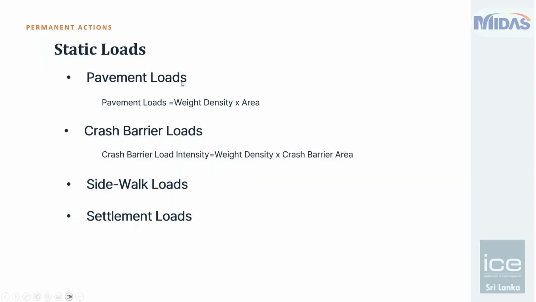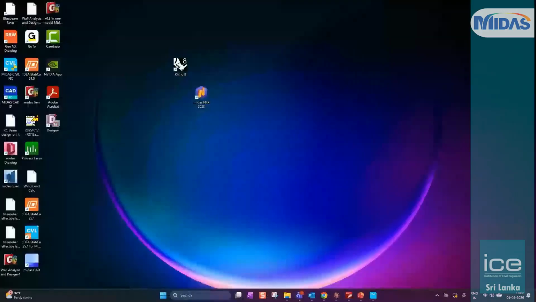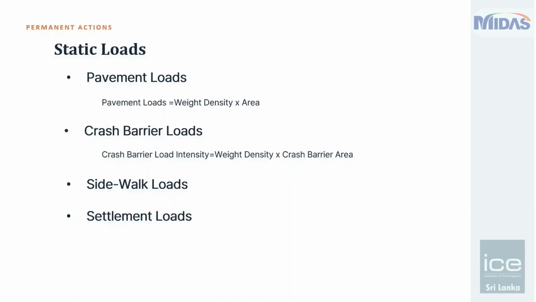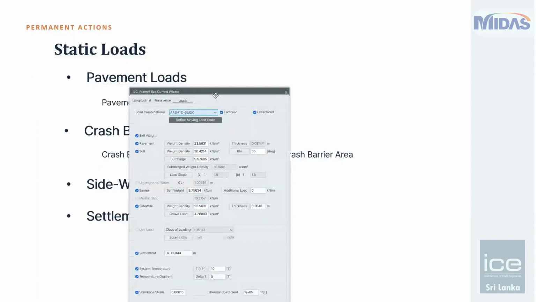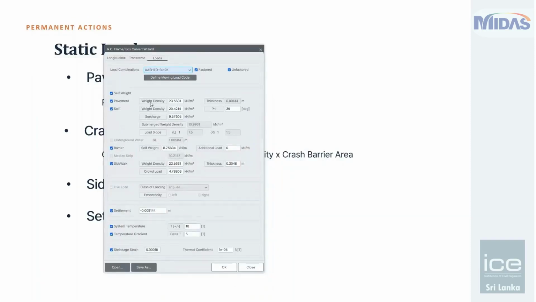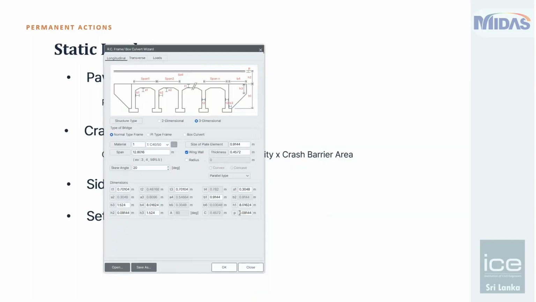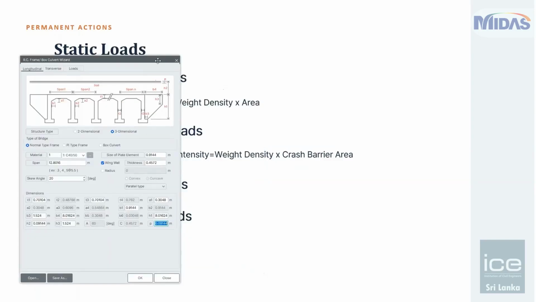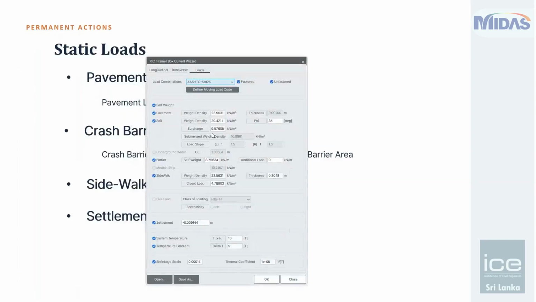Then you have pavement loads. For the pavement load, we define the pavement thickness along with the density. If I could just show you in the model itself, here we define the pavement density along with the thickness of the pavement in this node. This is the pavement thickness. The model values might show you differently, but we have used the earlier values.